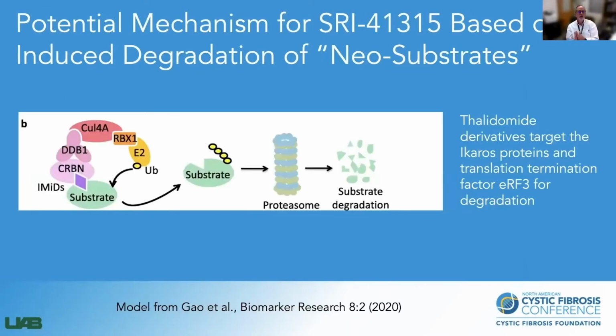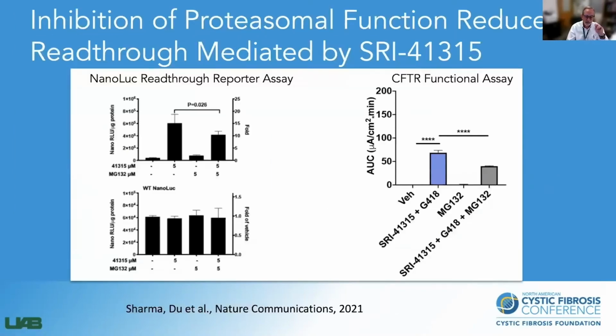All right, so how is this working? We have a model based on a series of compounds called thalidomides. These compounds were shown to bind to an E3 ubiquitin ligase and actually serve as a molecular glue to recruit what are called neo-substrates to the E3 ubiquitin ligase, which leads to their ubiquitination and subsequent proteasomal degradation. So that's our working model for what's happening with 41315 and ERF1.